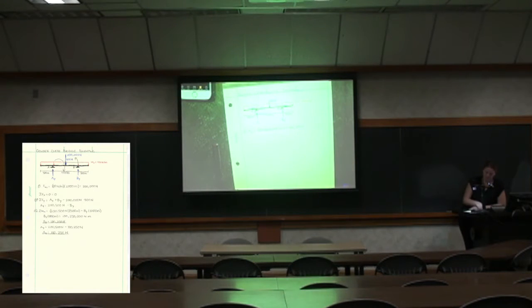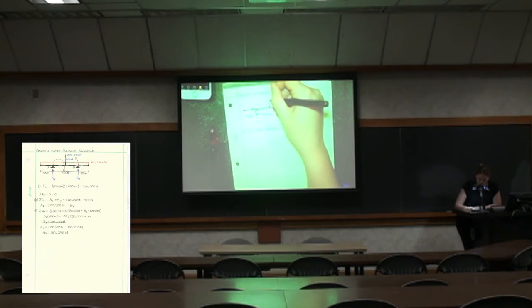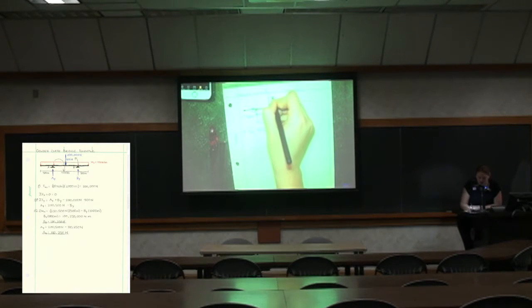newtons. So let's actually draw in this resultant force on top of this other point force. So this is going to be 200,000 newtons.